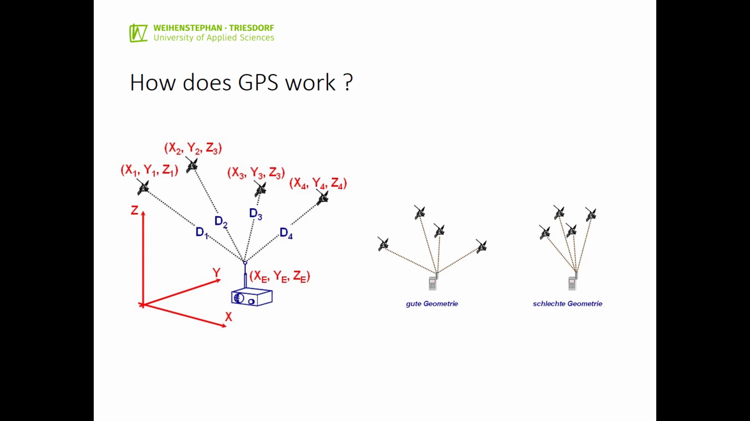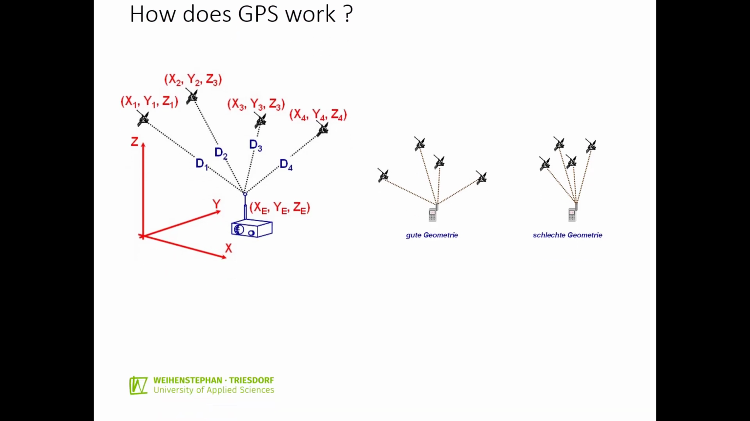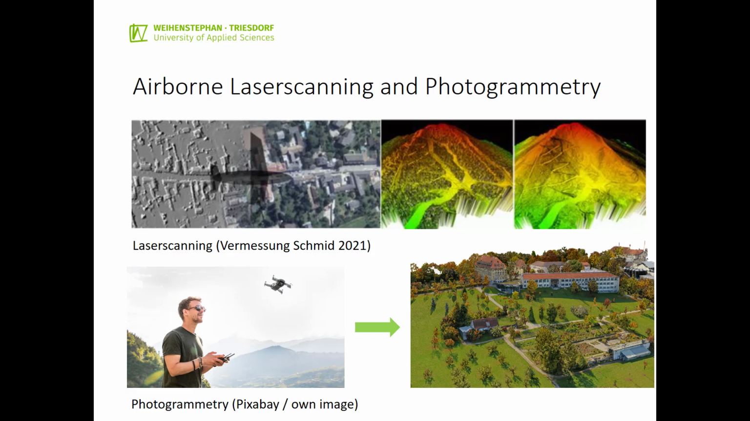It depends a bit on the geometry, whether satellites are well distributed or all close to each other. That would give bad geometry. You might also have noticed if there are lots of high trees, buildings, you don't get a good connection to these satellites.